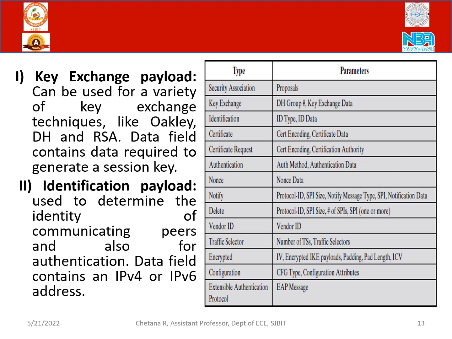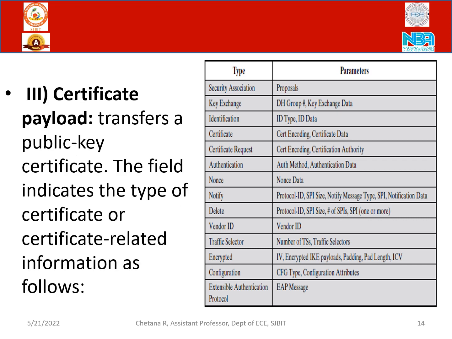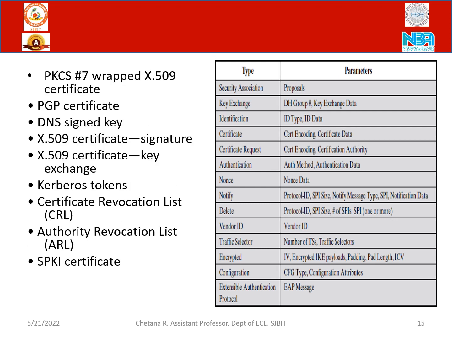Certificate payload transfers a public key certificate. This field indicates the type of certificate or certificate related information. Any information related to the certificate is present in that particular space meant for certificate payload. So PKCS #7 wrapped X.509, okay, different types of certificates. PGP certificate, DNS certificate. These are the different types of certificates which are present in the certificate payload.